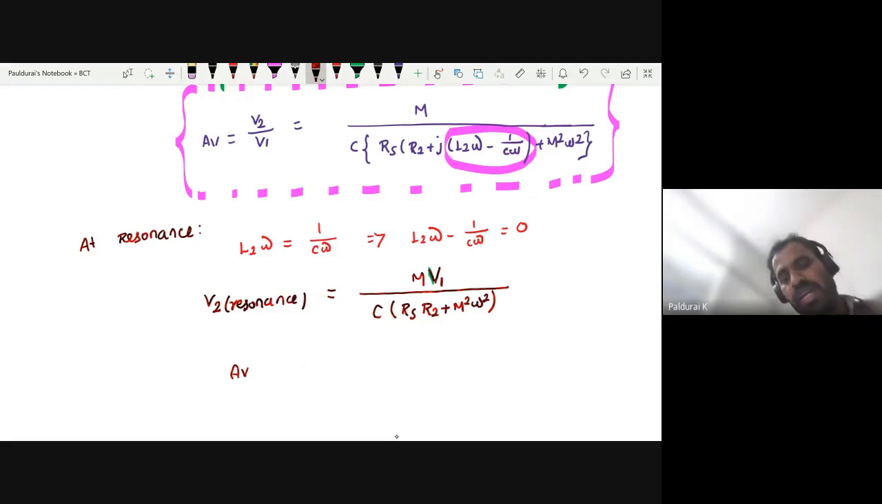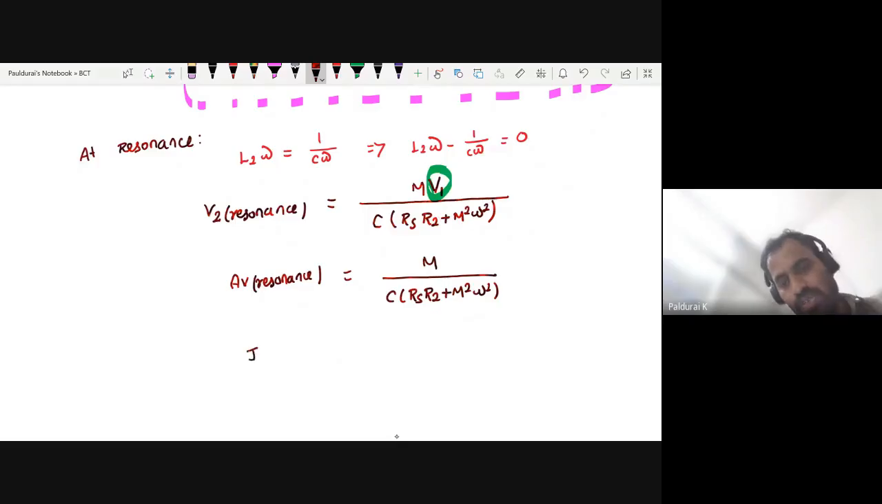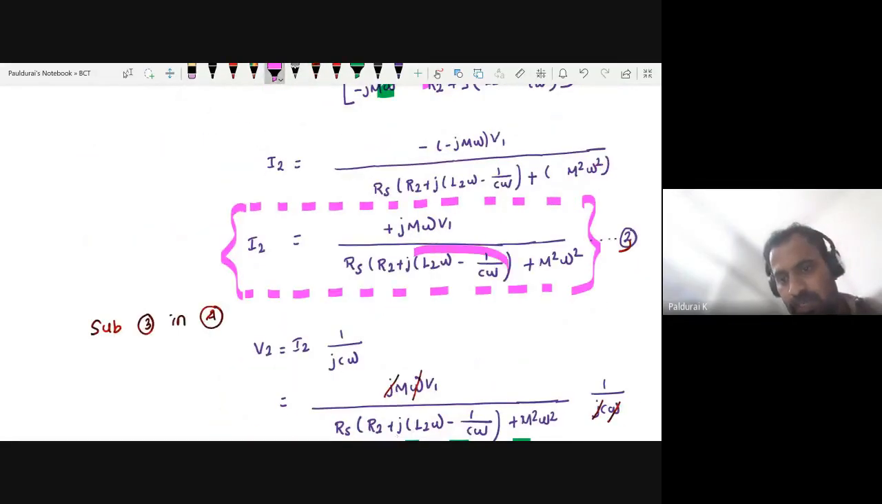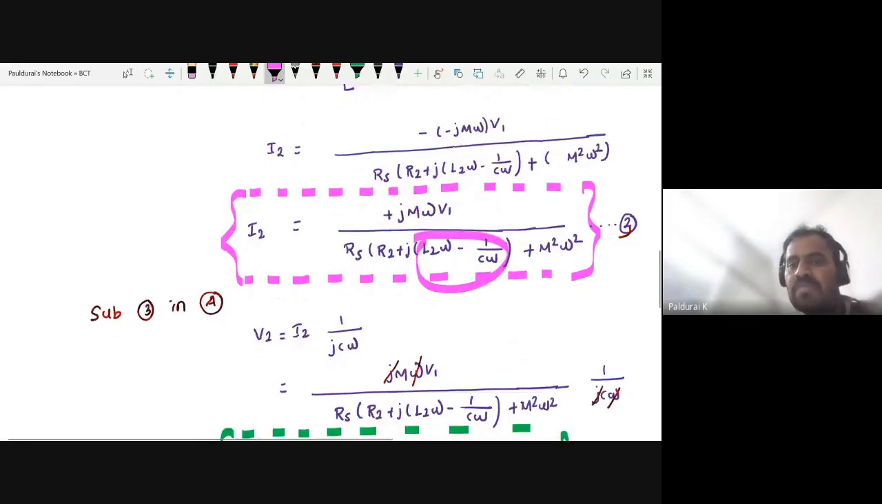Now gain at resonance. Gain, as you know, is V2 divided by V1. So bring this V1 to the left hand side, that will give you the gain. So gain at resonance is m divided by C into Rs plus R2 plus m squared omega squared. And one more thing, what is I2 at resonance? You know the formula for I2. Now at resonance, this becomes 0. So what remains is jm omega V1.